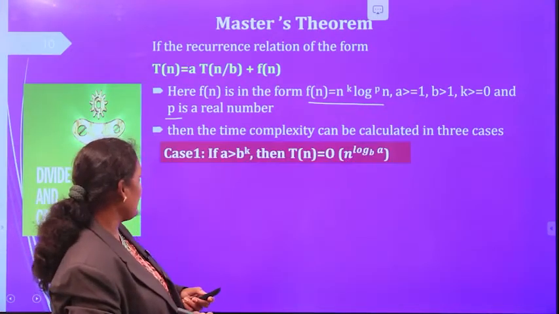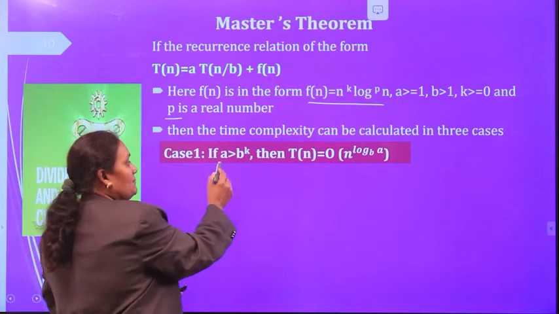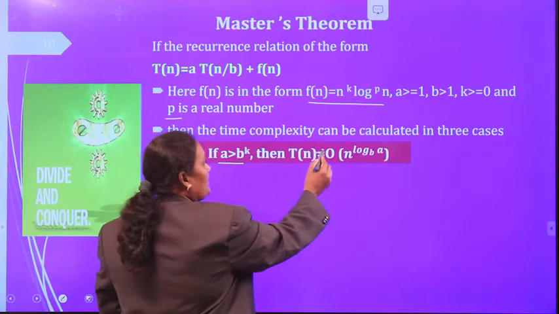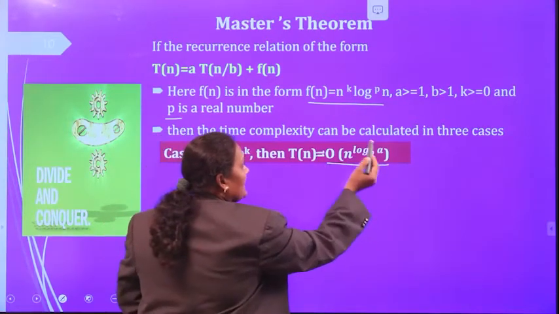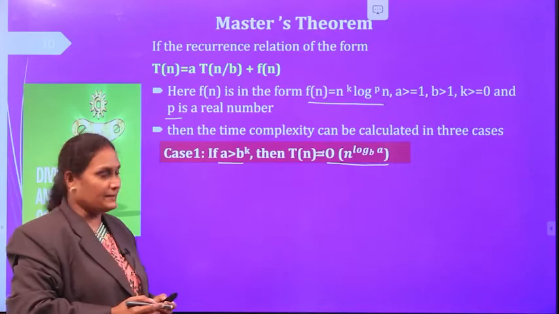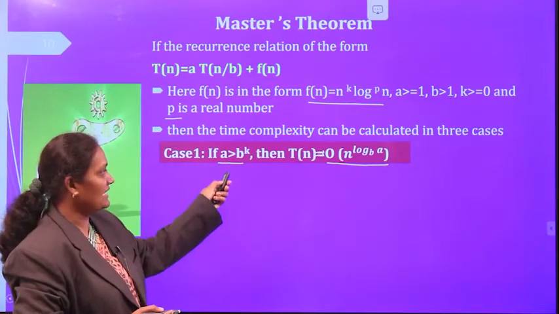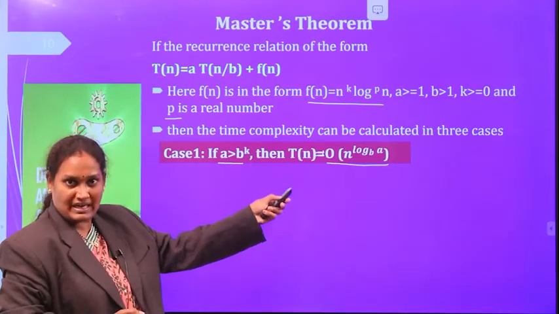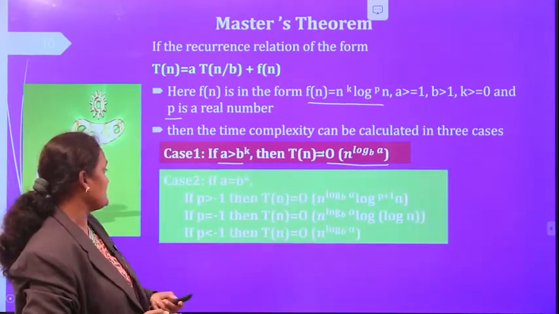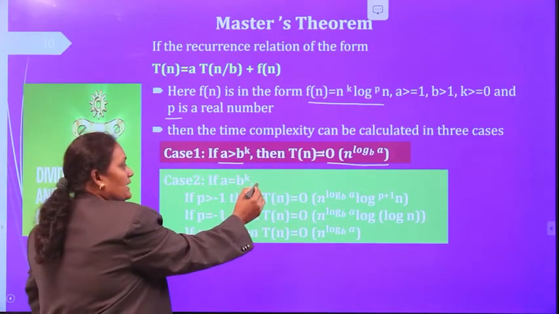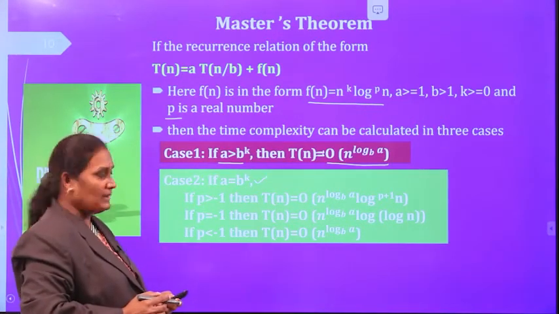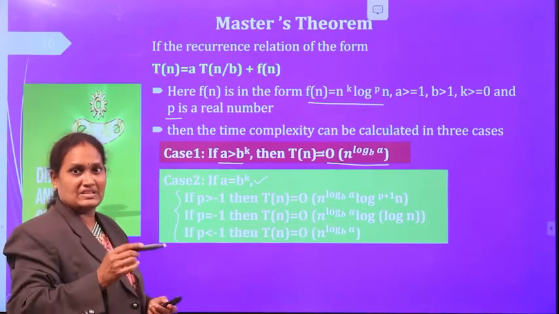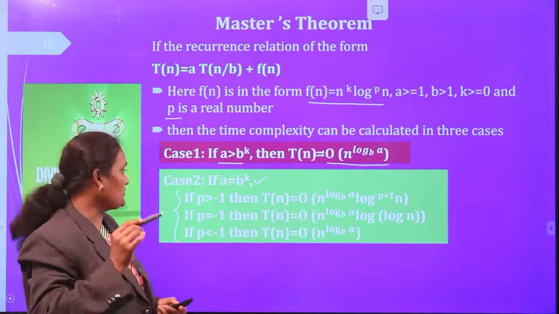Let us see. The first case, if a greater than b power k, then time complexity becomes big O of n power log a base b. Next, the second case, if a is equal to b power k, in this case, we have three alternatives to find the time complexity.